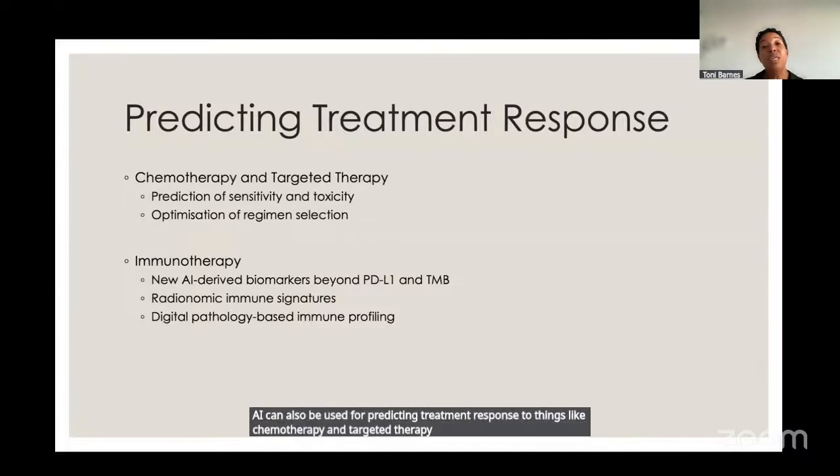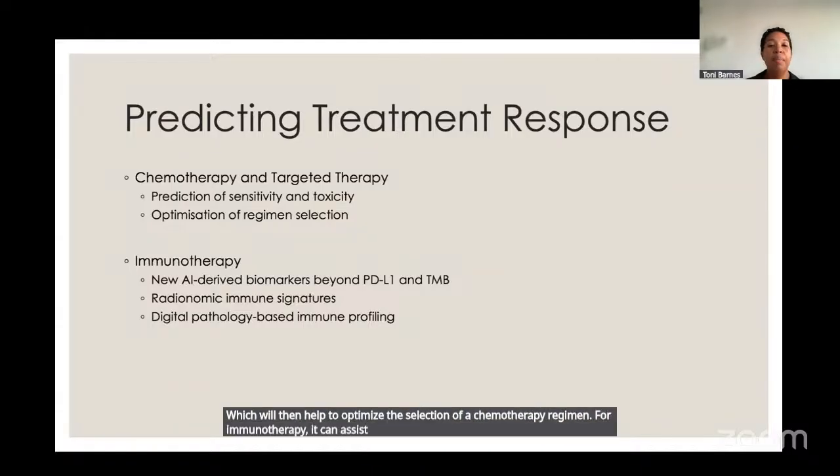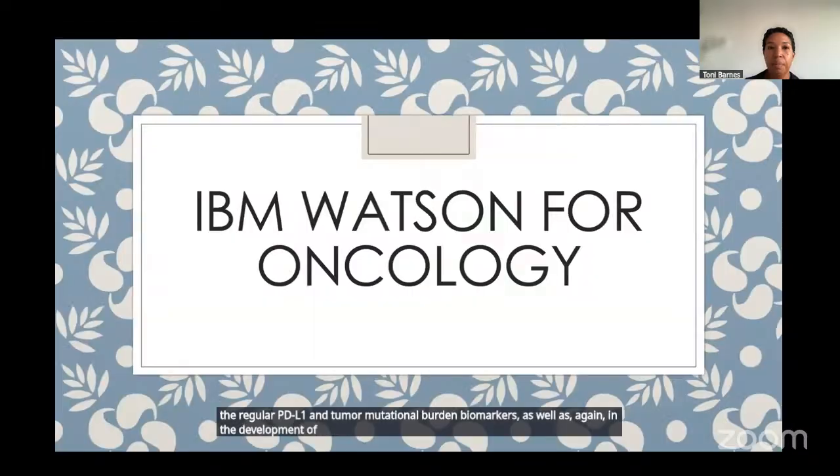AI can also be used for predicting treatment response to things like chemotherapy and targeted therapy. It can help to predict if the tumor is sensitive and will respond to a particular type of therapy, and whether or not this particular patient will develop toxicity to the chemotherapy, which will then help to optimize the selection of a chemotherapy regimen. For immunotherapy, it can assist with the development of new biomarkers outside of the regular PD-L1 and tumor mutational burden biomarkers, as well as, again, in the development of radiomics.